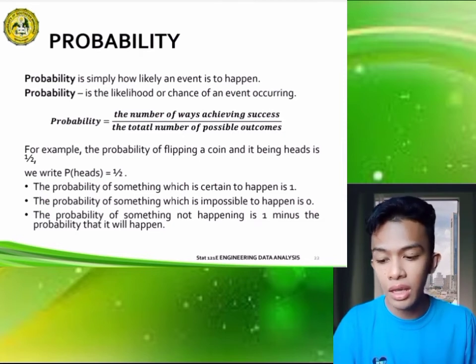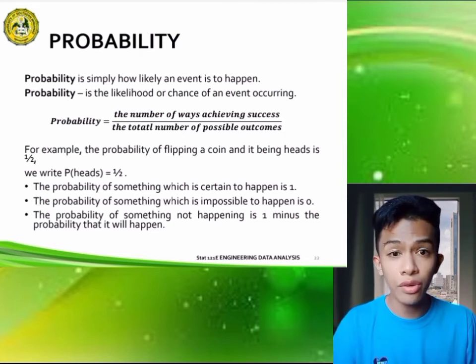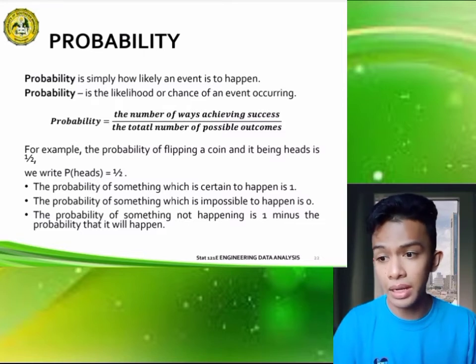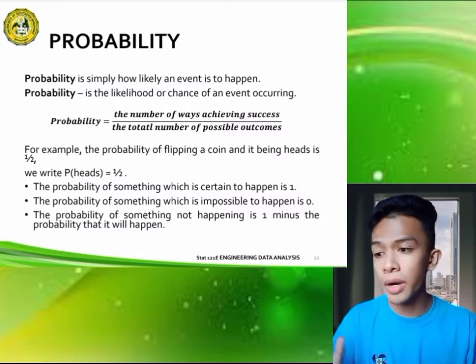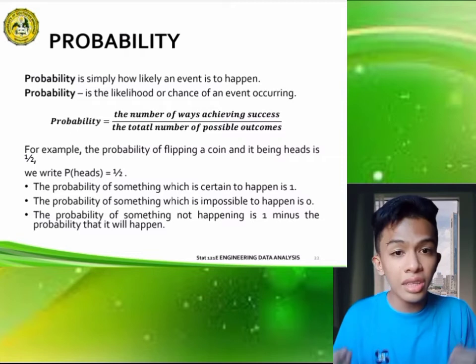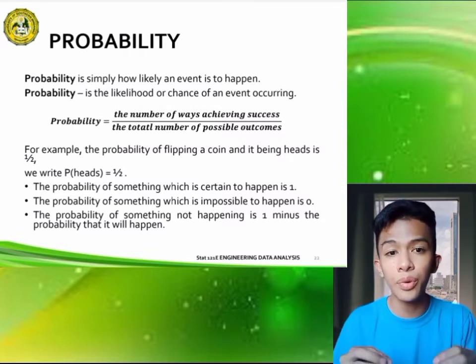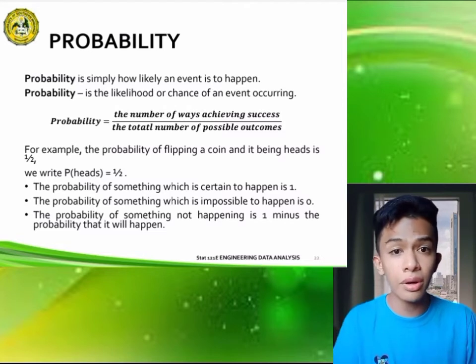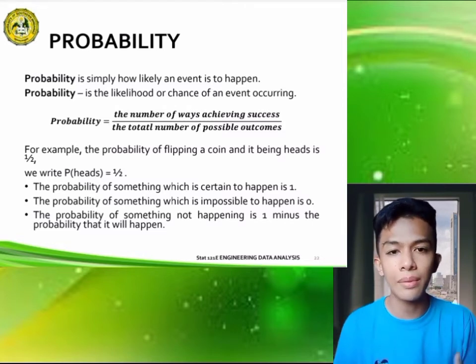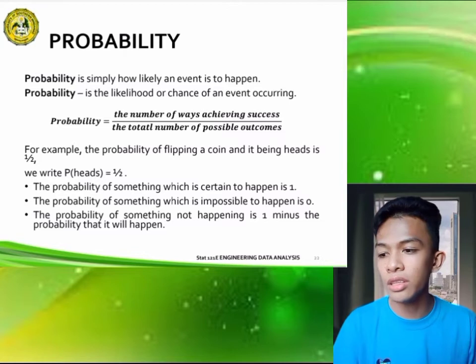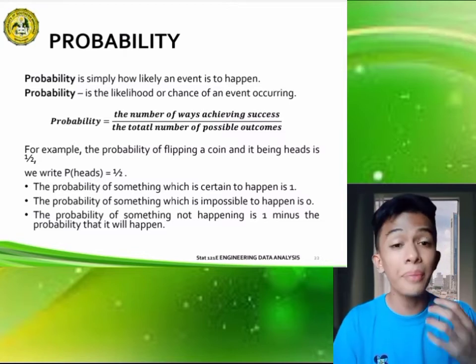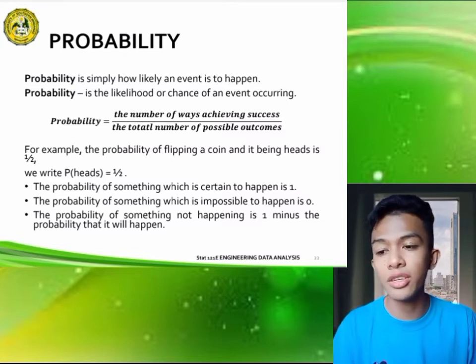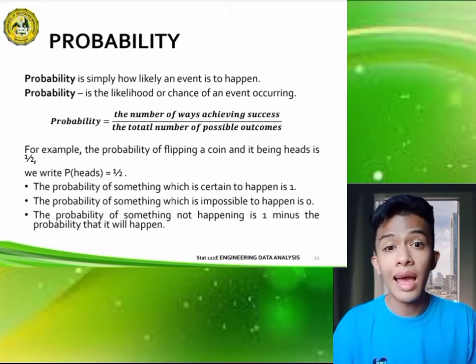So meaning to say, we have 1/2 probability. Okay, so the probability of something which is certain, like I said earlier, is 1. But when we say 0, it talks about impossibility. So nothing will really happen, right? So the probability of something not happening is 1 minus the probability that it will happen.